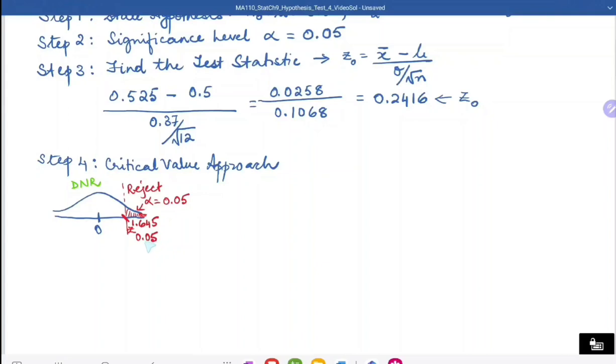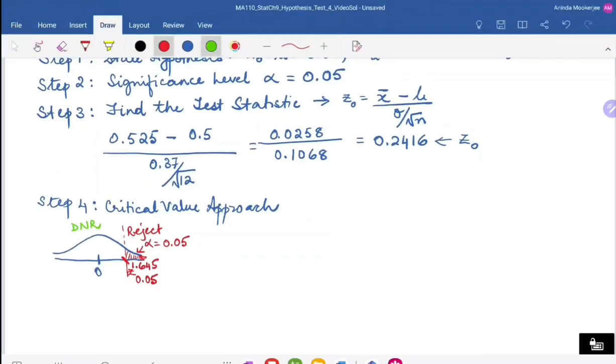Now that we have identified that cutoff point, the critical value, we have to bring in our test statistic, our evidence, and see in which region it falls on the curve. Does it fall on the reject region or on the do not reject region?